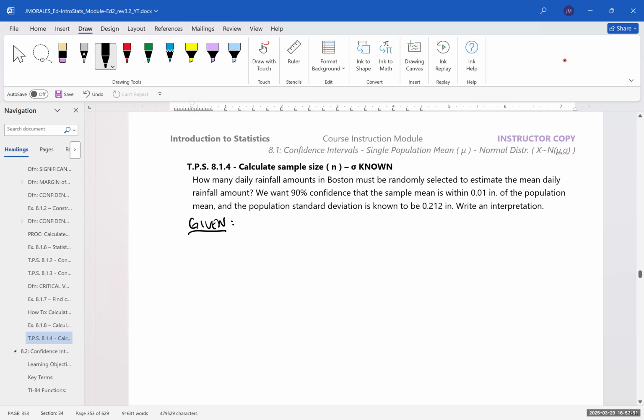So at first, how many daily rainfall amounts in Boston must be randomly selected? Okay, so that's going to be our need. So let's just keep going: to estimate, we want a 90% confidence level.